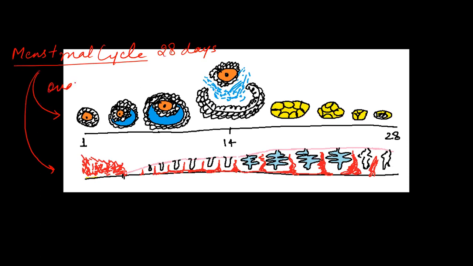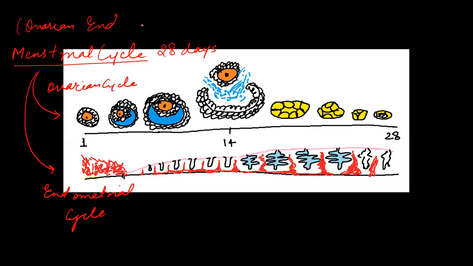One is the ovary, and that is called the ovarian cycle, and another one is the endometrium, that is called the endometrial cycle, and the menstrual cycle is also called the ovarian endometrial cycle.